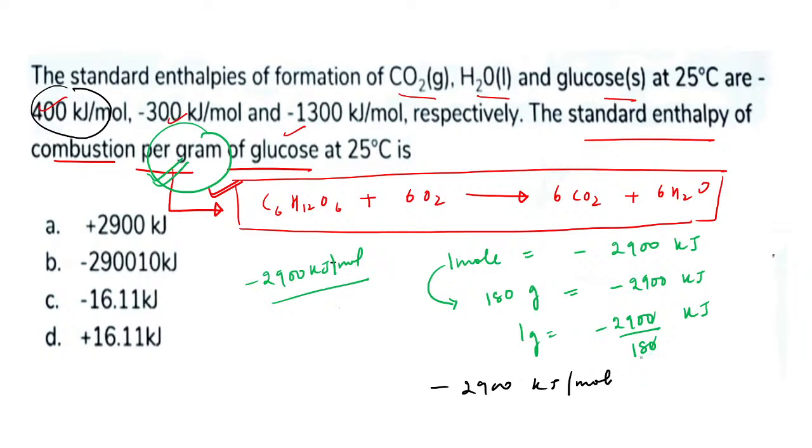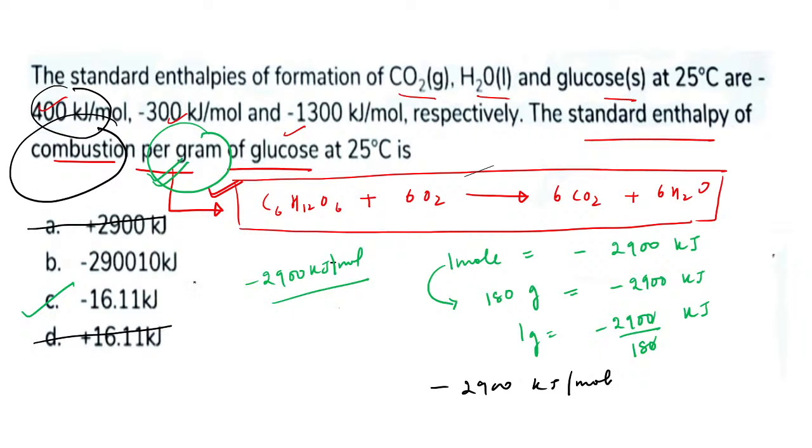Now just tell me what answer you are getting. You must be getting minus 16.1111 kilojoules per gram, okay. See how we can eliminate the options. The standard enthalpy of combustion, they have asked combustion, okay. So you can cancel out this answer and this answer, because we know enthalpy of combustion comes as a negative value. So now we have these two values, minus 2900 kilojoules per mole, and minus 16.1111 kilojoules.